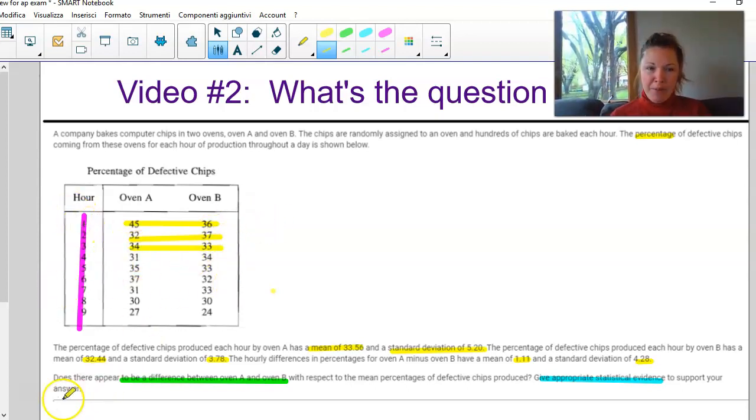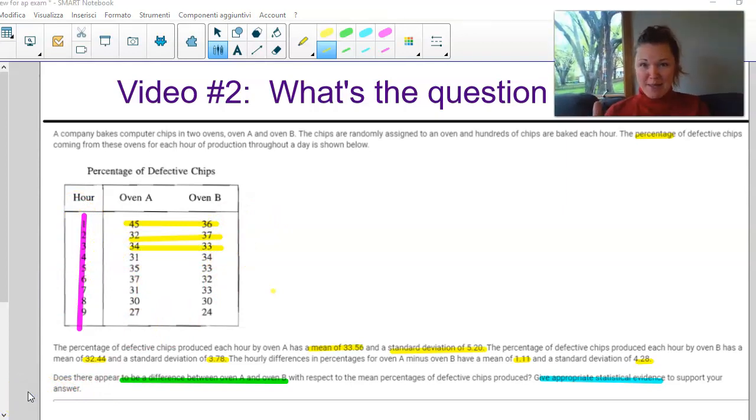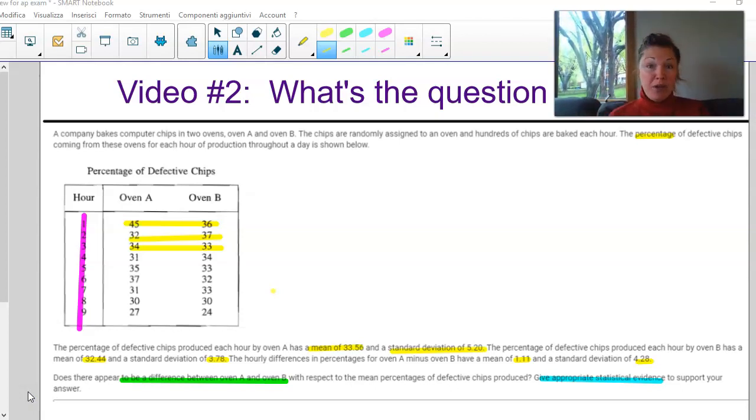Wait, sorry, I had to pause it for a second. So if I repeat something, forgive me. What we just talked about is we know that we're going to do a test. Why? Because it says give appropriate statistical evidence. It does not say construct an interval. Next, it's talking about a difference. I told you, noticing that this data is paired by the hour, which means it's a matched pairs test.